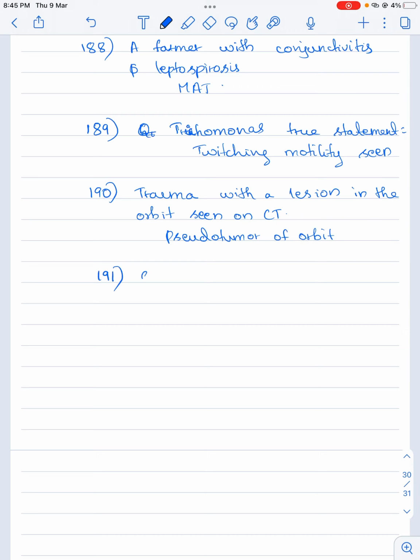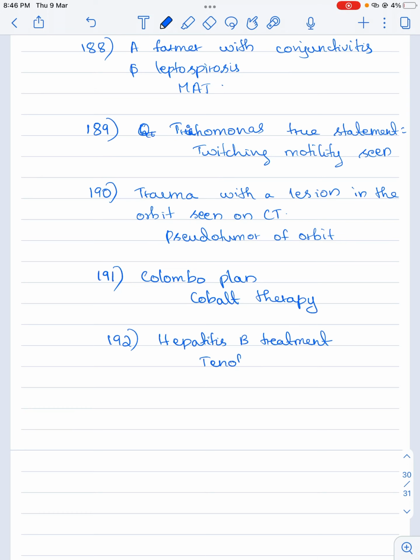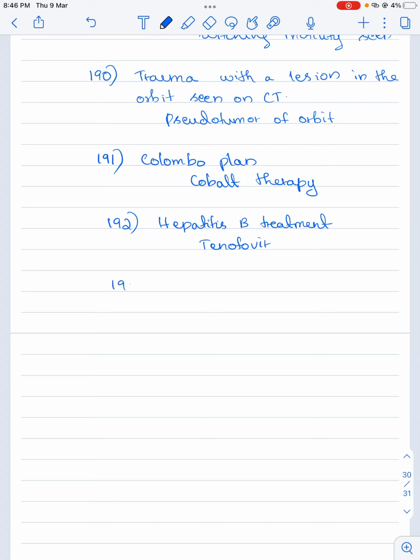Next question. Colombo plan. So the Colombo plan is regarding cobalt therapy. Next question. Hepatitis B treatment. The answer to this is tenofovir. This is a monotherapy used.